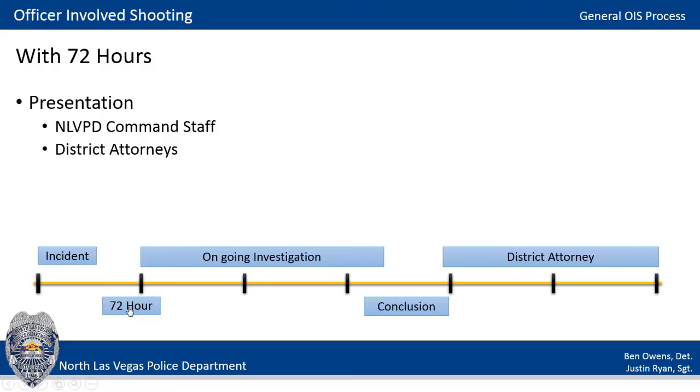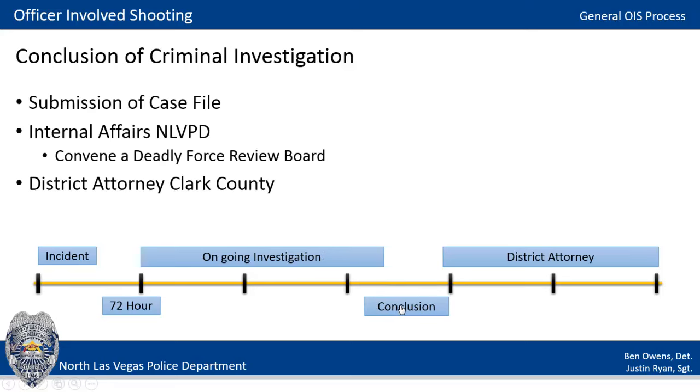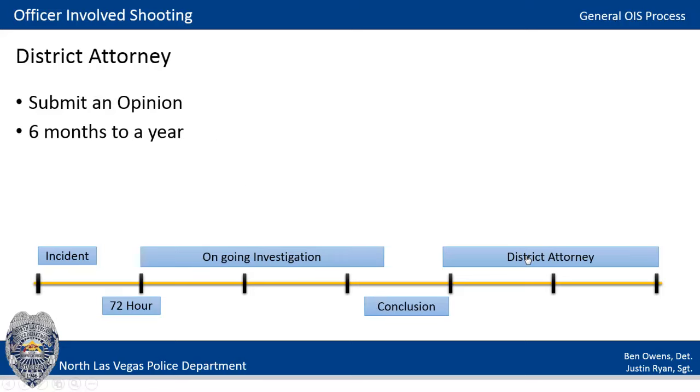also involvement with the district attorneys. After that presentation, we then have an ongoing investigation. And this ongoing investigation is kind of open-ended, but it's important that people see where this is and what the process is. Eventually that will lead to a conclusion, and the conclusion is going to be a submission of a case file. There'll be an internal affairs deadly force review board in this location. Also the district attorney of this location will provide some type of closure to this. The district attorney will then get this information, and typically within 6 months to a year, they're going to release or submit their own opinion.